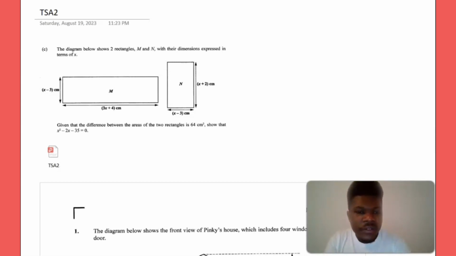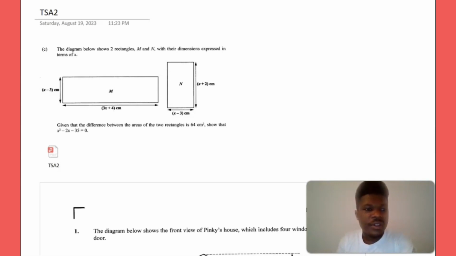So the first question goes, the diagram below shows two rectangles M and N with their dimensions expressed in, we can see the dimensions of M and the dimensions of N. Below it says, given that the difference, and we know difference means subtracting, so if we find the area of one, subtract from the area of the other, the difference of the areas of the two rectangles is 64. So once we do that, we're supposed to get 64. Show that x squared minus 2x minus 35 equals 0. So when we find the difference and simplify it, we are supposed to get this equation that they have right here. So let's go ahead and do so.